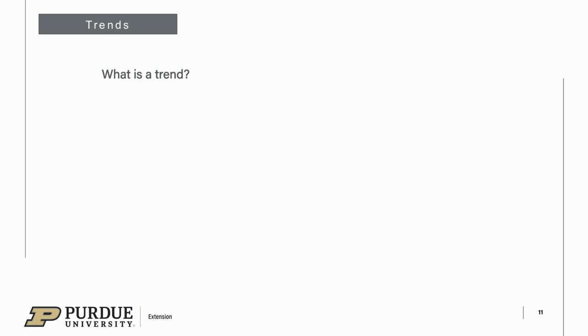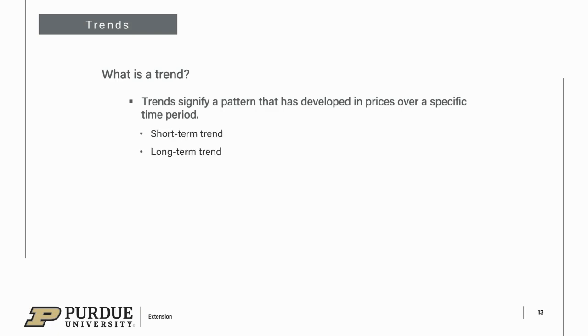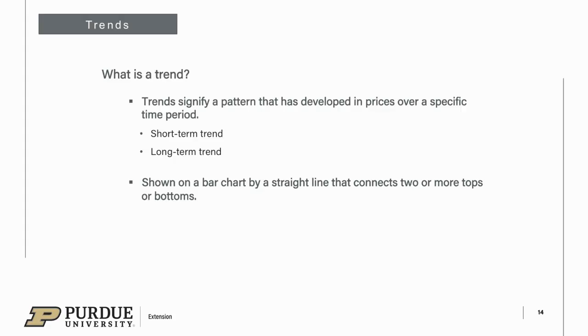Now that we've talked about resistance and support, let's move on to trends. Trends signify a pattern that has developed in prices over a specific time period. They can either be short-term or long-term. Short-term trends are typically about 3 months long, whereas long-term trends run from about 6 months to a year in length. And trends are just a straight line that is drawn on the bar chart that connects 2 or more tops or bottoms, depending on what type of trend it is. The more times that prices hit that line that's drawn, the more valid that trend can be.